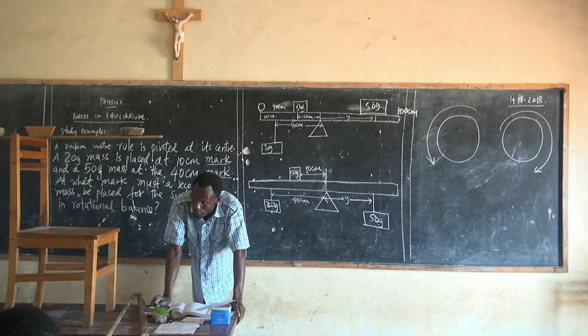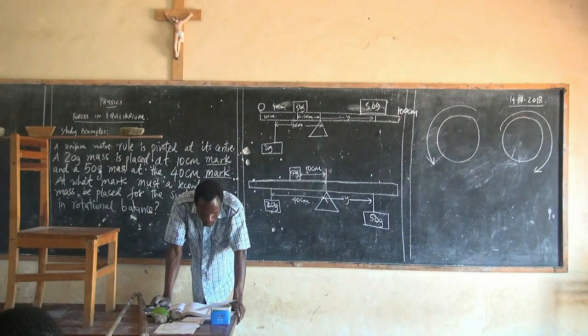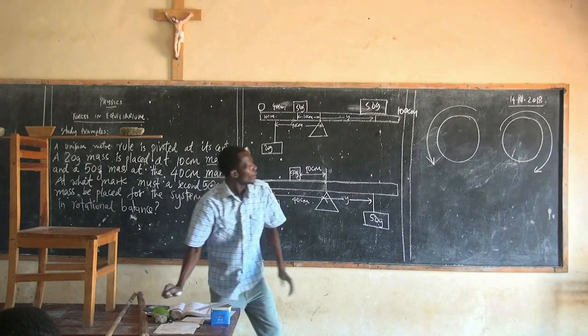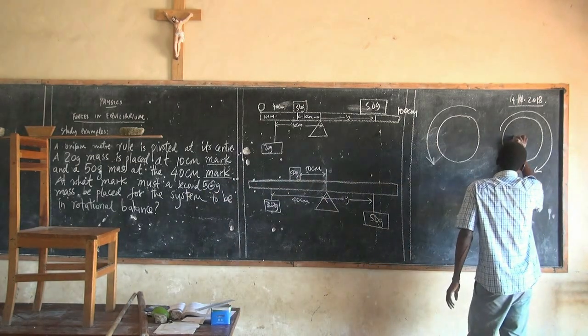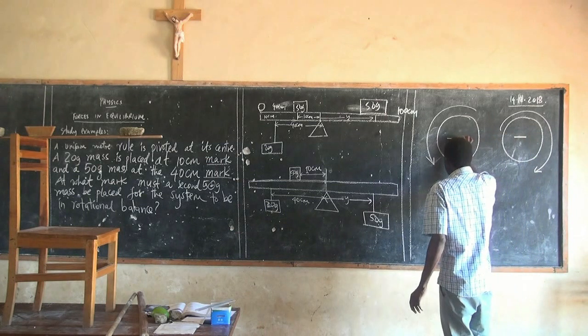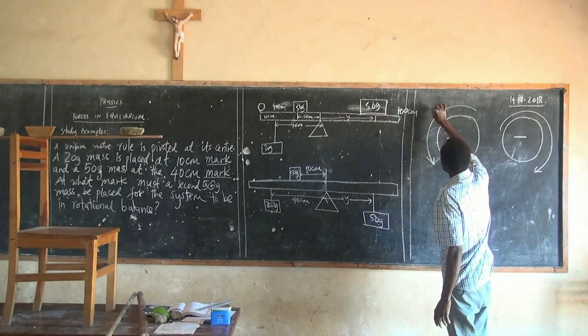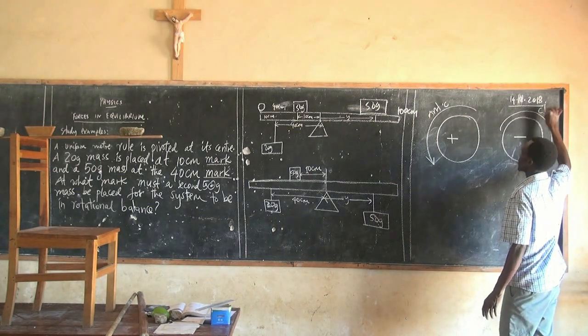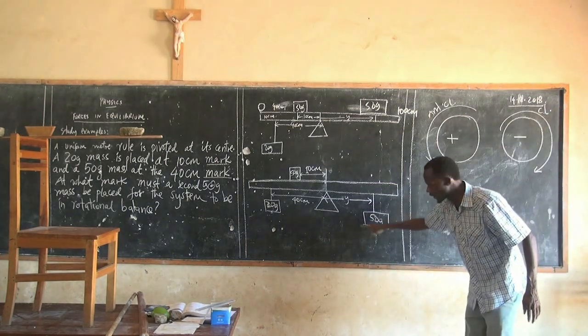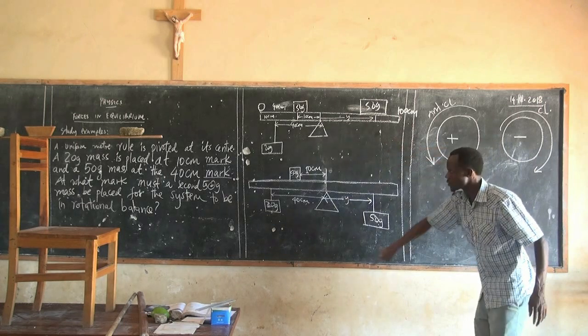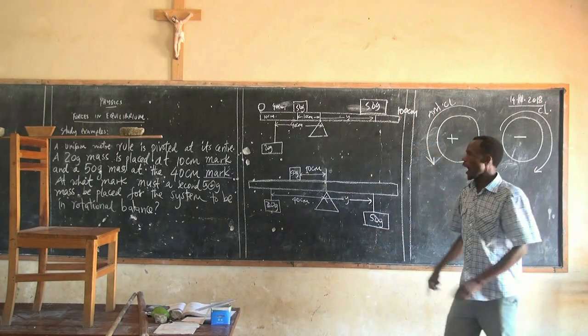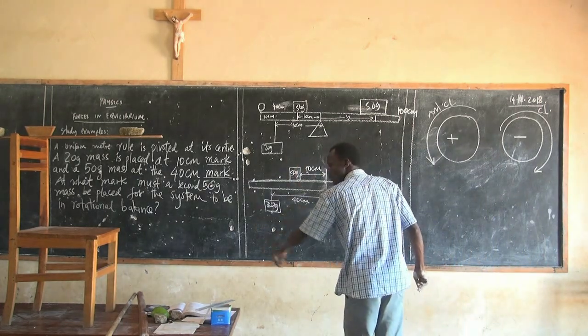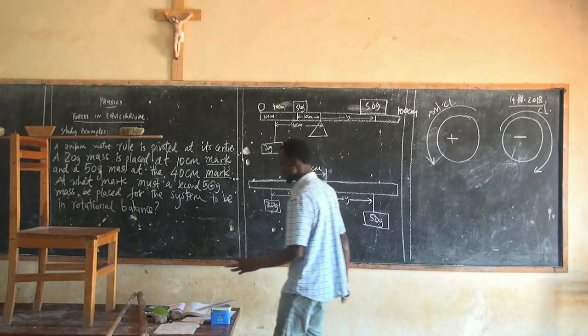Anti-clockwise is positive, and clockwise is negative. This is the negative, this is the positive. This is the anti-clockwise, and this is the clockwise. Now, 50 grams will produce, and this will produce. Now, those are the things.